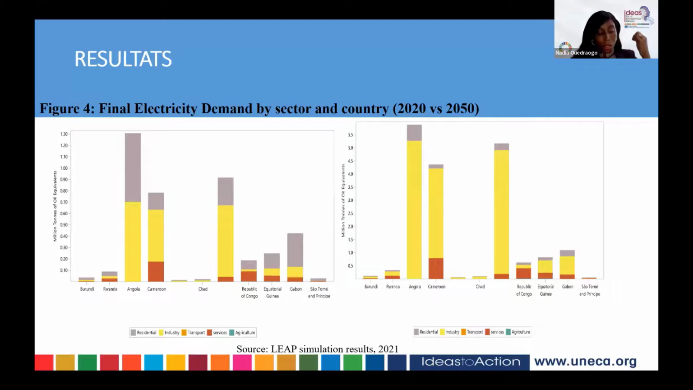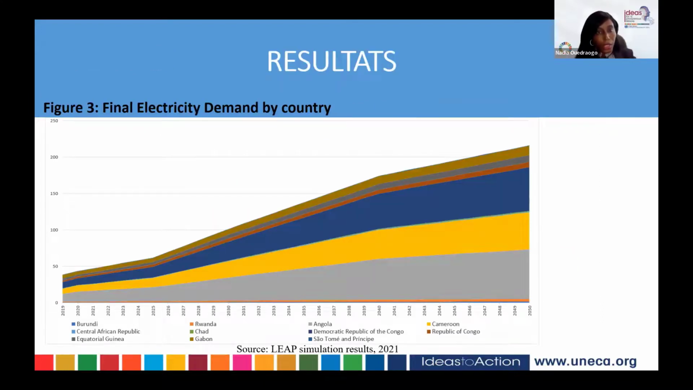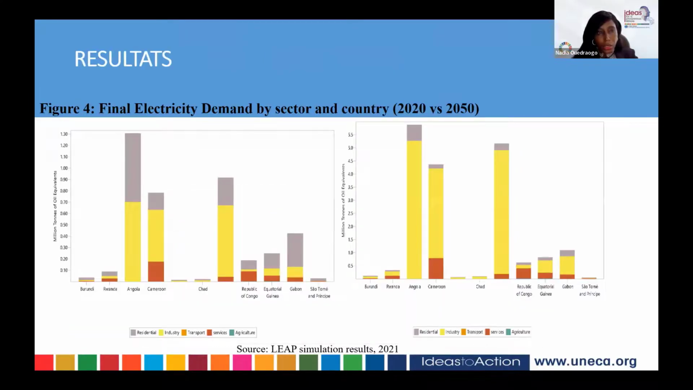Industry will account for more than half of the total electricity demand by 2050, compared with 2013. The industry sector will be followed by the service sector. Nevertheless, to go back to this figure, the total final electricity demand will not be met.